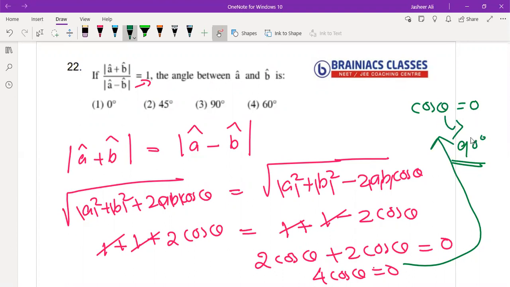4 cos theta equal to 0 means cos theta will be equal to 0, because 0 by 4 will be 0. So cos theta is 0. Cos theta is 0 for theta which value? Theta should be equal to 90 degree. So answer is 90 degree. Any doubt? Anybody? This question is important. Simple question, but important.